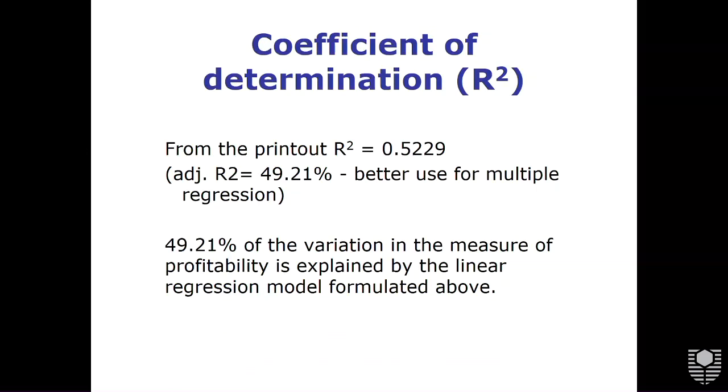So from the printout, the R-square is equal to 52%. But because we use multiple regression, guys, it's better to use the adjusted R-square. That's the difference from linear. Some minor differences. Is there minor or major differences? What do you think? So 49% of the variation in Y, profitability or margin, is explained by the linear regression model formed above.